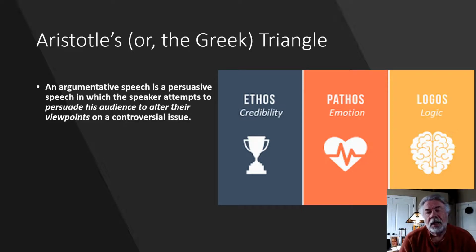The textbook talks about the Greek triangle or Aristotle's triangle, and I don't want to get too heavy into theory or philosophy here, but I do want to mention the three basic legs of any good communication, but persuasive communication in particular. So ethos. And I want to focus on ethos for just a moment, because ethos refers to the credibility you bring to the presentation.